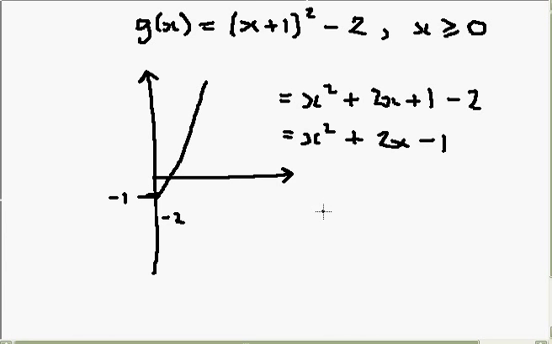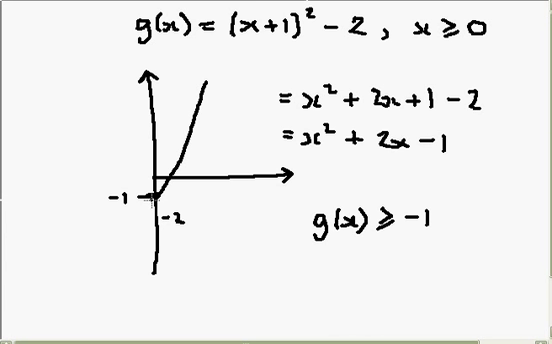So effectively the range is g of x is greater than or equal to -1. -1 is the lowest point, because we've restricted the domain.